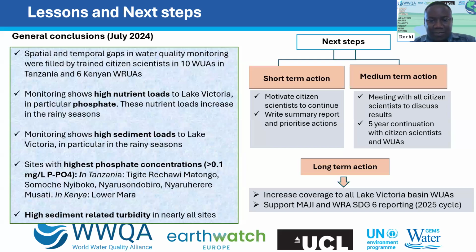The first is to motivate citizen scientists to continue monitoring, write a summary report, and set a priority action. The team is meeting with all citizen scientists to discuss the results. We must meet with the citizen scientists to discuss the results: what are the findings? And a 5-year continuation with citizen scientists and the Water User Association. In the long term, we will increase coverage to all Lake Victoria Basin users. This is supported by the Water Resource Act and Sustainable Development Goal 6 reporting, 2025 cycle.